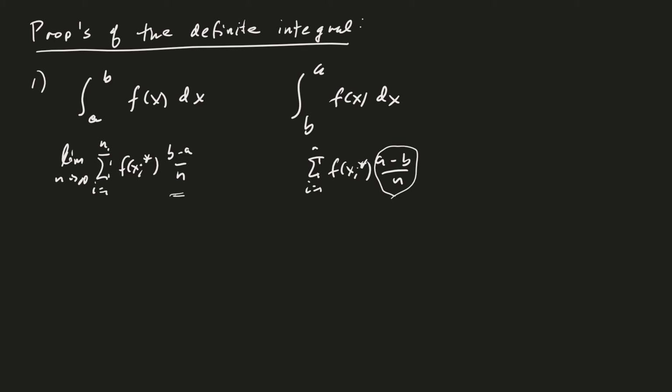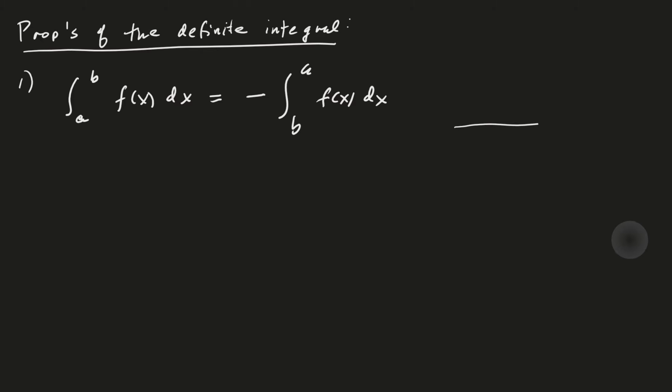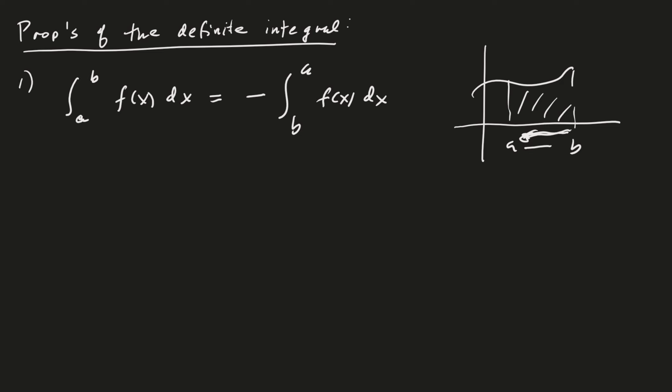And so our first property then is that if you reverse the bounds on the definite integral, put a minus sign in front. Good. And so another way to think about it, right, is that if this is your function from a to b, then to find the area, if you go from b to a, you're going in the reverse direction instead of from a to b. And so that's why the negative sign's there.